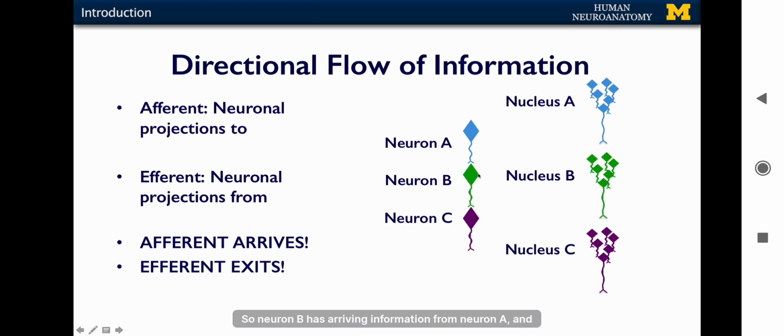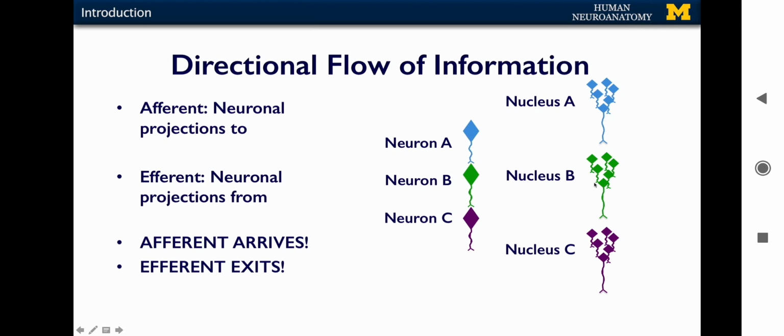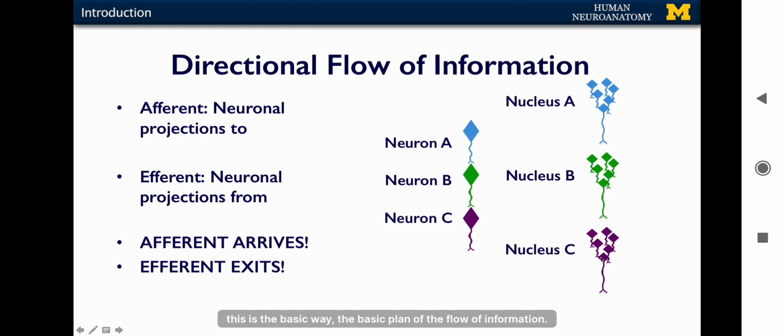So neuron B has arriving information from neuron A, and then its exiting information goes to neuron C. If we have a group of neurons functioning together, as we defined in our terminology, a nucleus, we have nucleus A. Its exiting information is going to nucleus B, and so nucleus B has afferent information from A, and then efferent information is going to C.